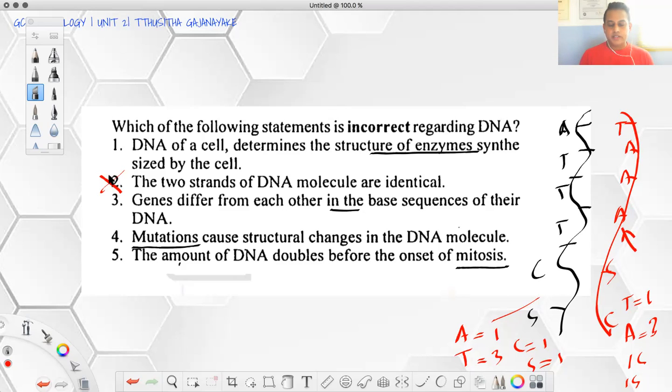You will see in the next lessons, in mitosis, DNA doubles before it moves into 2 cells. And mutation is a change of the sequence of DNA. And this one, genes are different proteins at the end. The sequence is different, and it determines what exact protein is synthesized by the cells.